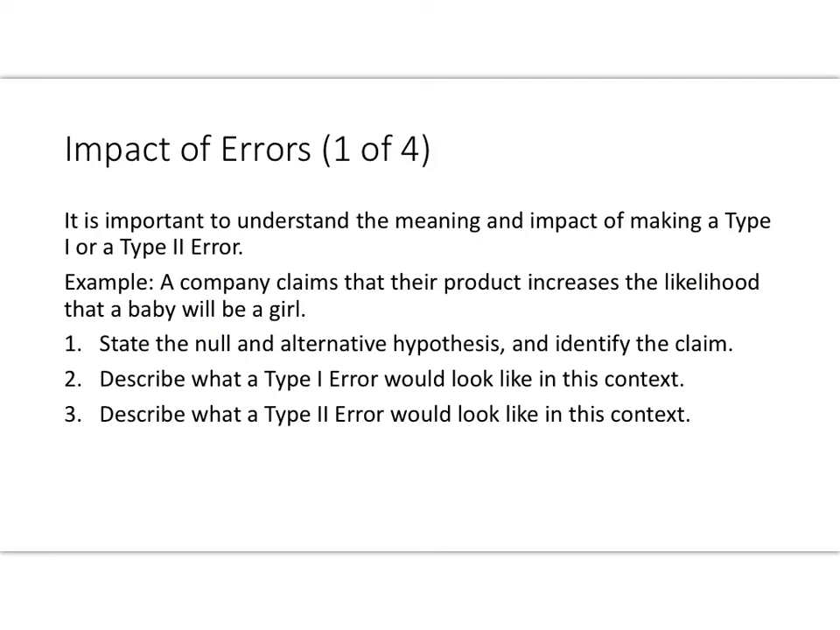So the impact of errors: it is important to understand the meaning and impact of making a type 1 or a type 2 error. So let's take a look at an example here and what would happen if it was a type 1 or a type 2 error. A company claims that their product increases the likelihood that a baby would be a girl. We're going to state the null and alternative hypothesis and identify the claim, and then describe what these errors would look like in context. So we'll do a type 1 error and then a type 2 error.